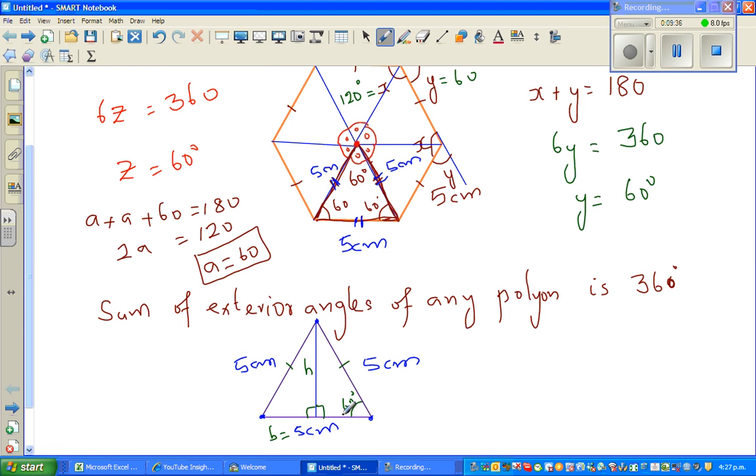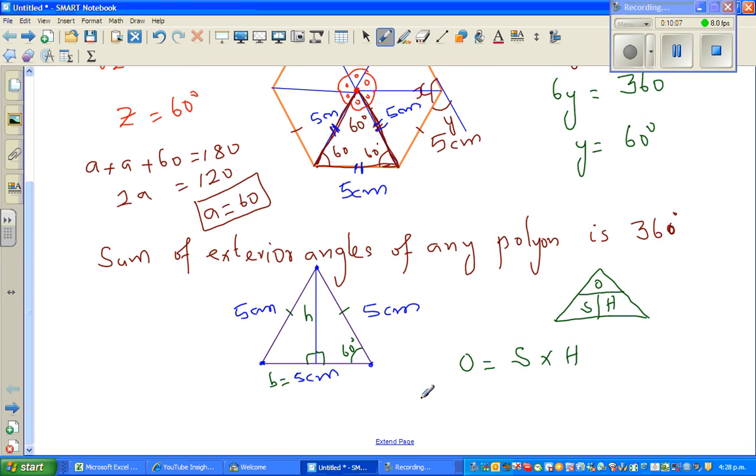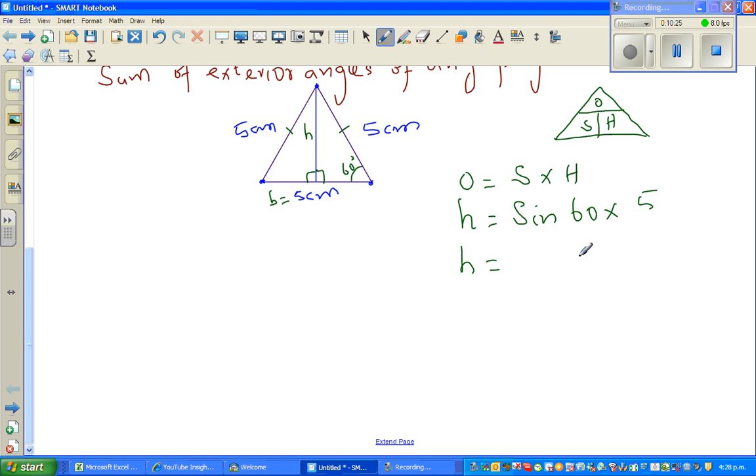I'm going to use SOHCAHTOA. For this angle, this is the opposite, and this is the hypotenuse. So I'll draw the SOH triangle. SOH: sine is opposite over hypotenuse. So the opposite, O, is S times H. Here O is h, and S stands for the sine of the angle. Sine 60 times the hypotenuse, which is 5. Without a calculator, you can watch my other videos where I have explained why sine 60 is root 3 over 2. So h is 5 root 3 over 2.